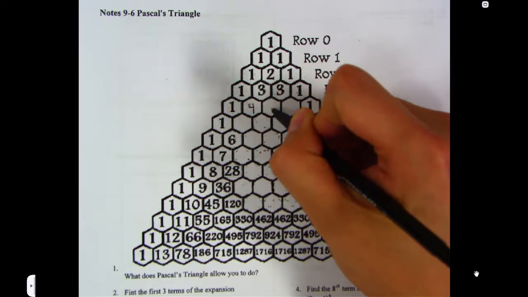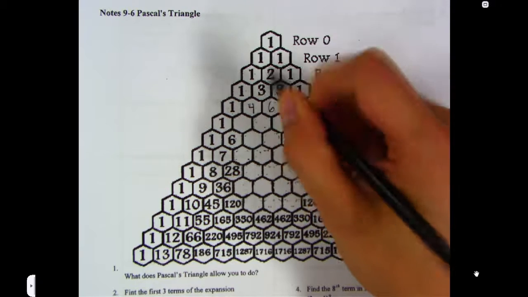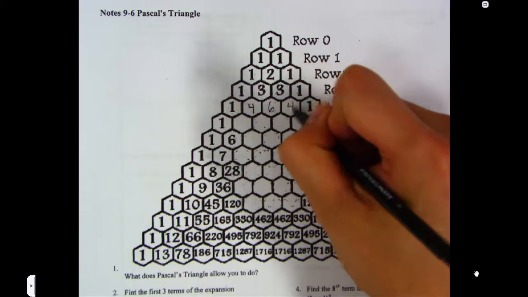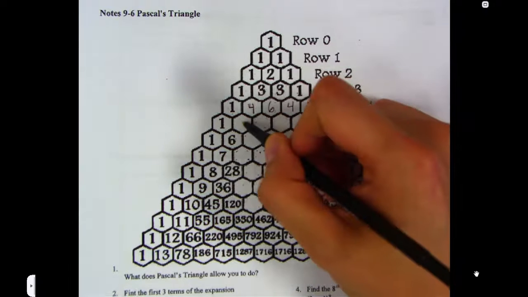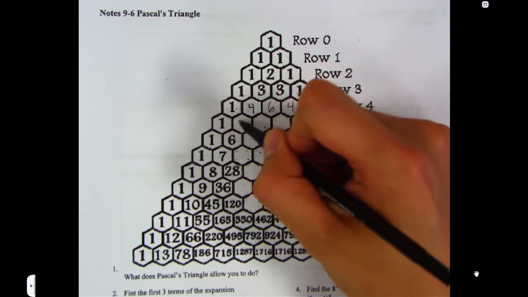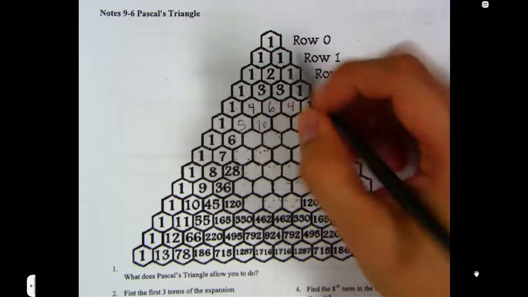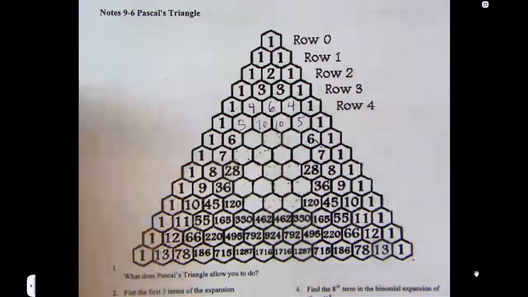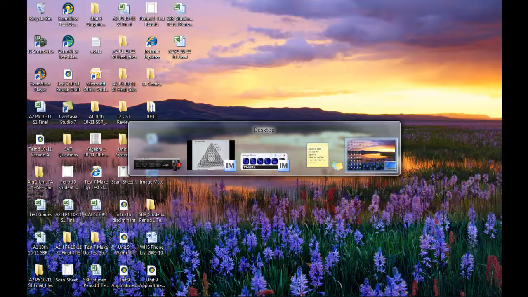Okay? How do you think I'm going to get this number? 3 plus 3 is 6. Okay? And this number? 3 plus 1 is 4. Okay? I'm going to do another row for you. To get this number, it's 4 plus 1, which is 5. 4 plus 6 is 10. 6 plus 4 is 10. 4 plus 1 is 5. Can you guys finish that, please?